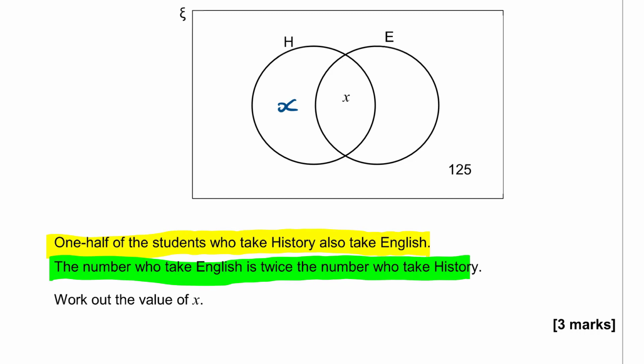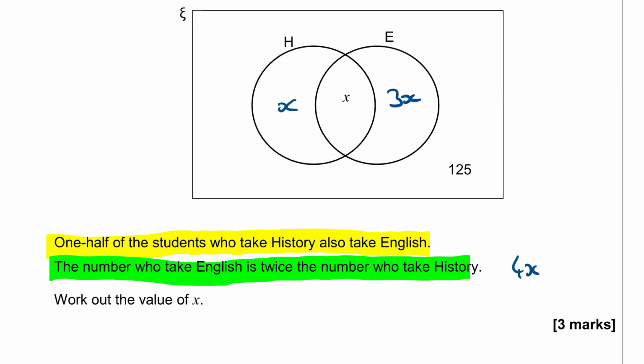So the number in the English set is going to be twice as big as the number in the history set, and we know that the number in the history set is 2x, which means the number in the English set must be 4x. So if there's 4x altogether in the English set and x is in the intersection part, then this part here must be 3x, giving us our 4x altogether in the English set.